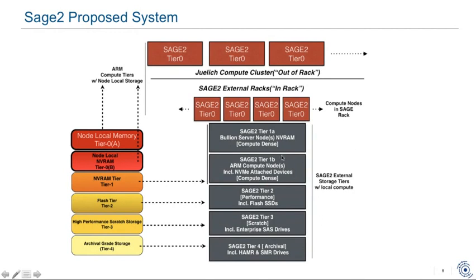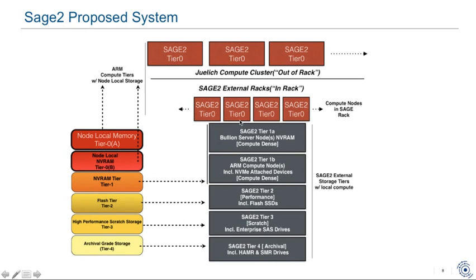The rest of the lower pieces pretty much remain the same, except that we are also exploring some very dense devices such as HAMR, heat-assisted magnetic recording devices from Seagate. We want to explore some of that. There are going to be some storage nodes, and some clients within the Sage rack itself that are going to drive some localized workloads. That's what we have predominantly been using: the clients within the local rack. We don't go through the central Jülich network. But eventually we want this to be integrated with the Jülich compute cluster, south of the rack.